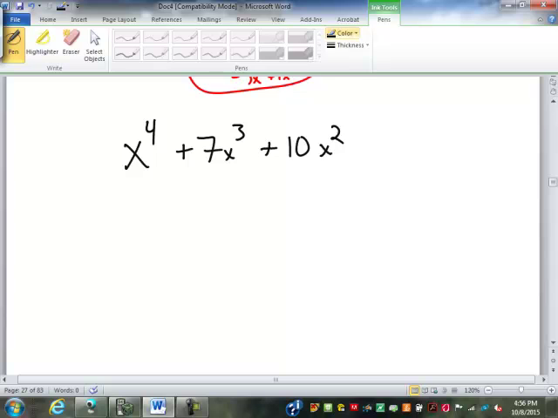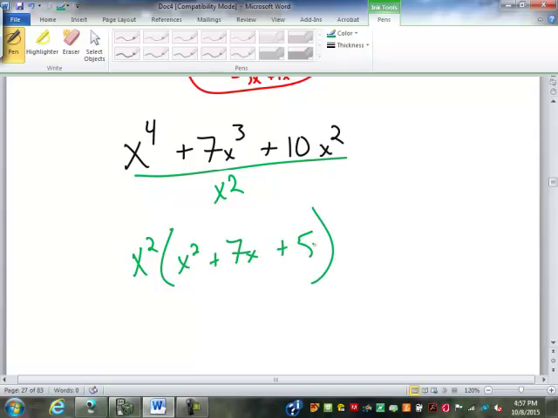How about this one? It's the first thing we always look for. Common factor of x squared. You got it. Which leaves us with x squared plus 7x plus 5. Are we done?